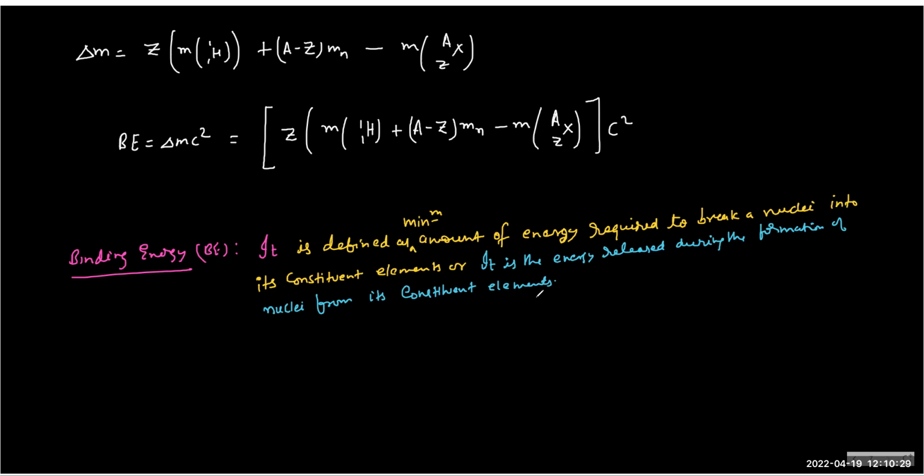So it is clear what binding energy is. You can think both ways. Now stability does not depend on binding energy. It depends on binding energy per nucleon.